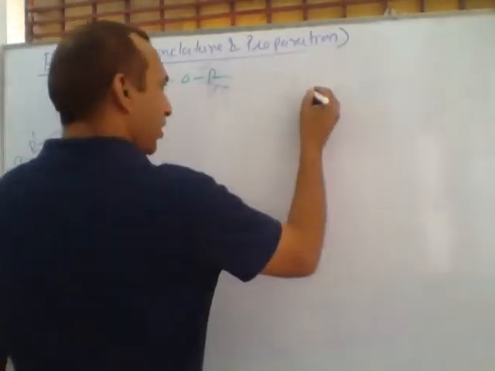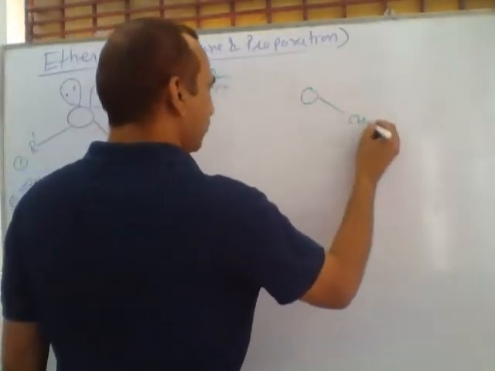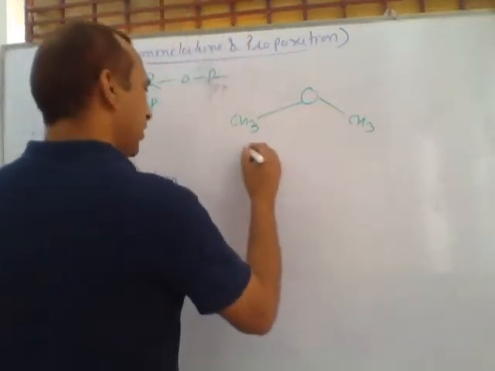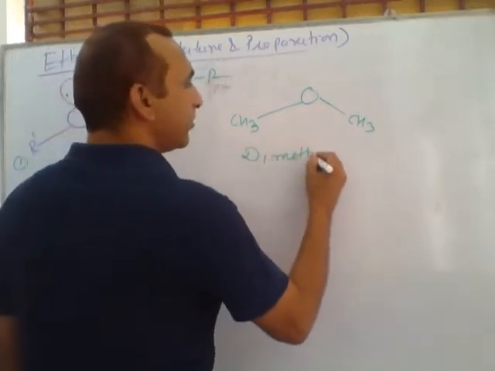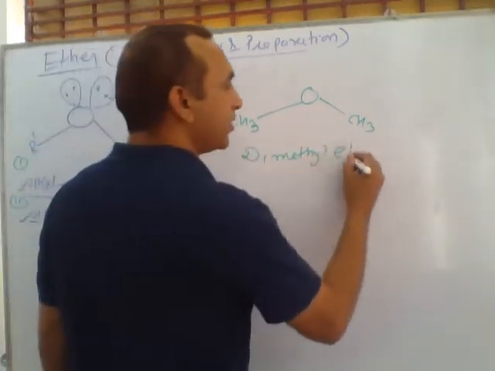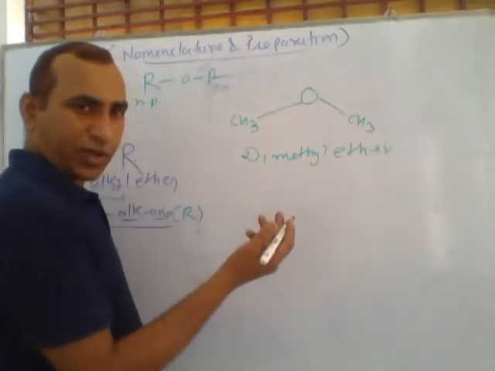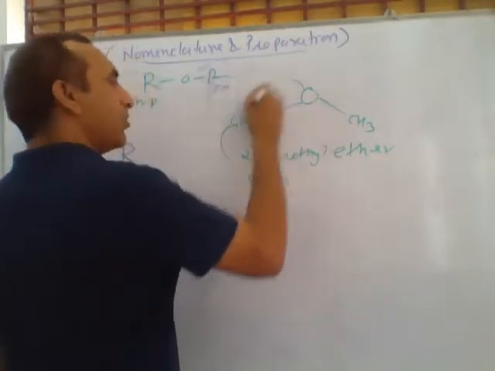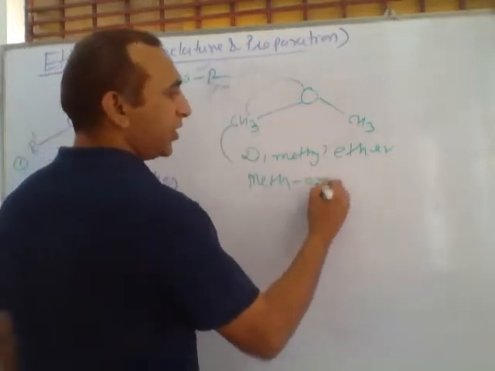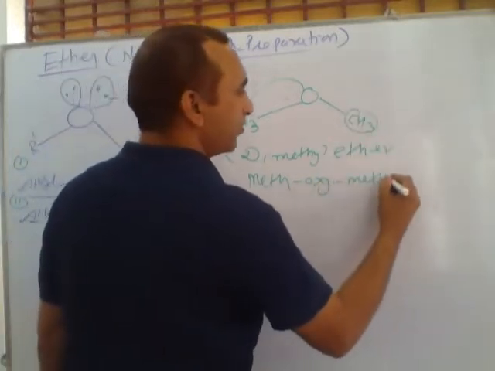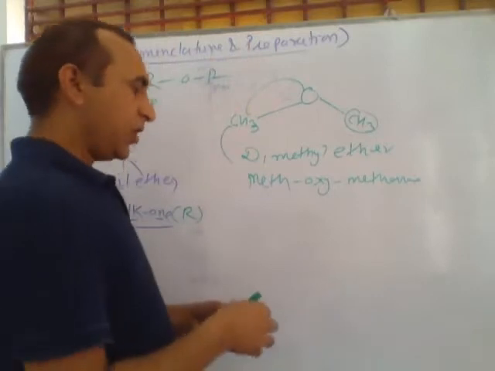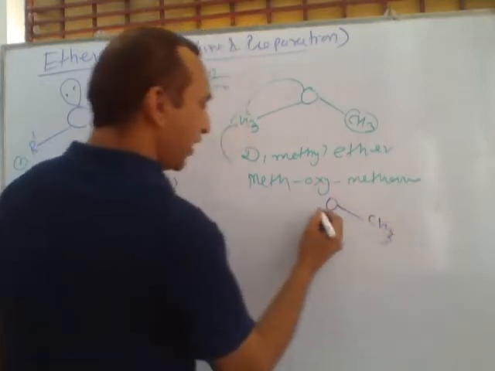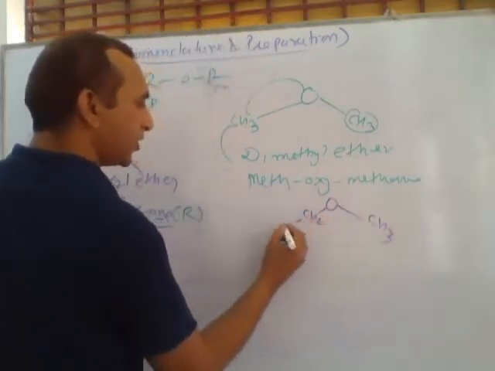Example: this is oxygen, this is CH3, this is CH3. If both are the same alkyl group, we simply write di. CH3 is called methyl. Its name is dimethyl ether. Dimethyl ether is its general name, but in the IUPAC name, for methyl we use meth along with oxygen. So this group becomes methoxy, and at last we use methane. Methoxymethane.